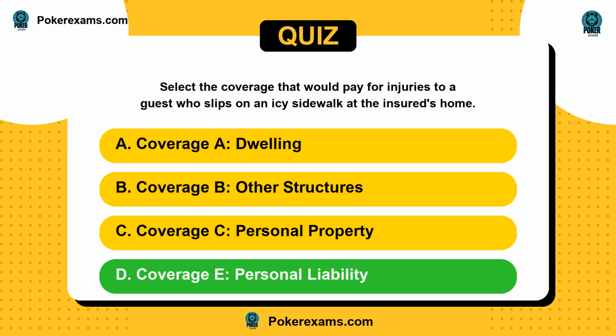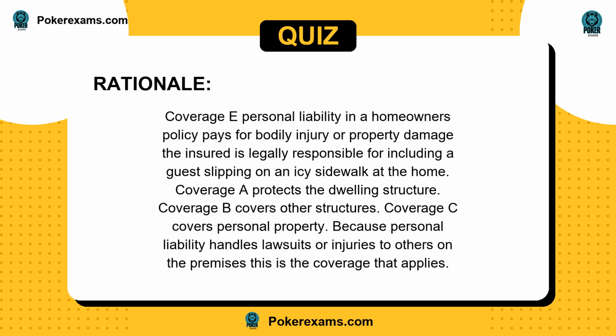The answer is D. Coverage E, personal liability, in a homeowner's policy pays for bodily injury or property damage the insured is legally responsible for, including a guest slipping on an icy sidewalk at the home. Coverage A protects the dwelling structure. Coverage B covers other structures. Coverage C covers personal property. Because personal liability handles lawsuits or injuries to others on the premises, this is the coverage that applies.